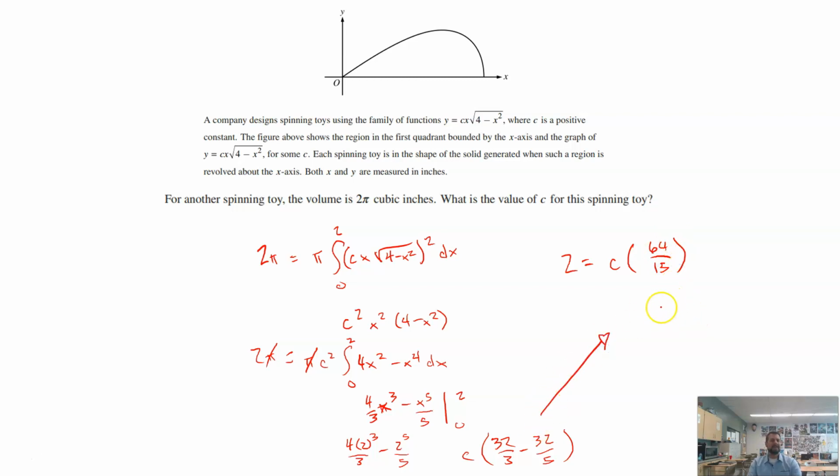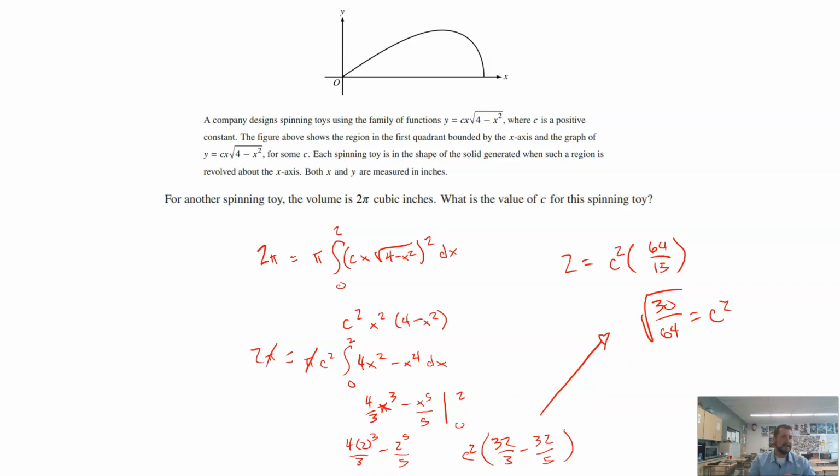So now I divide by 64 over 15, which is the same as multiplying by 15 over 64, and I get 30 over 64, which is what c squared is equal to, and you can simplify that down if you want to. You don't have to. Oh, excuse me, that's c squared, and then I have to take the square root. I apologize, I almost got rid of the c squared there. But I have to take the square root. That's your answer right there.